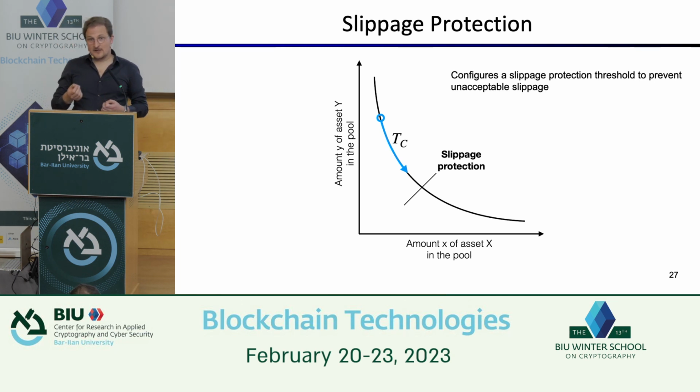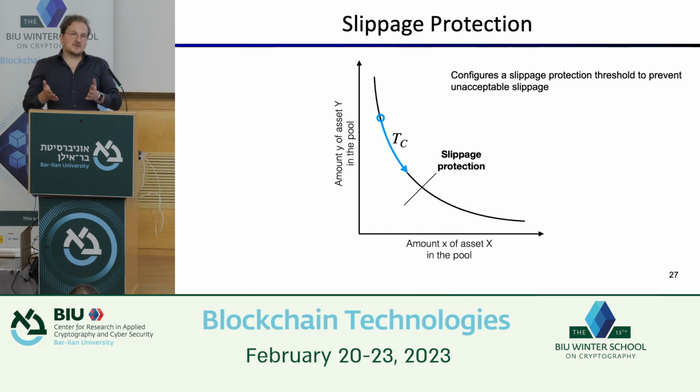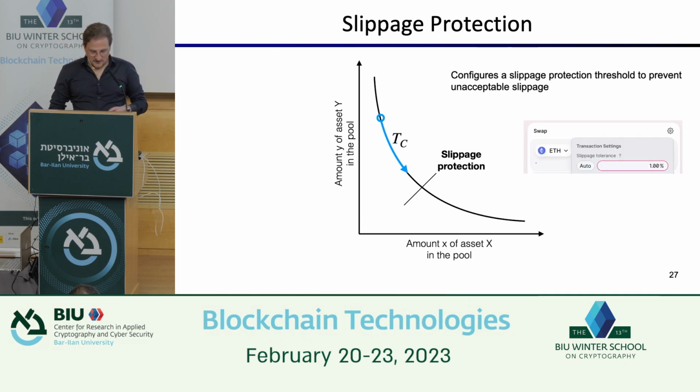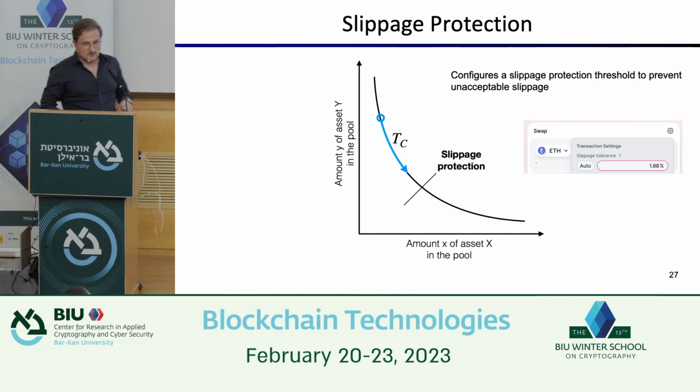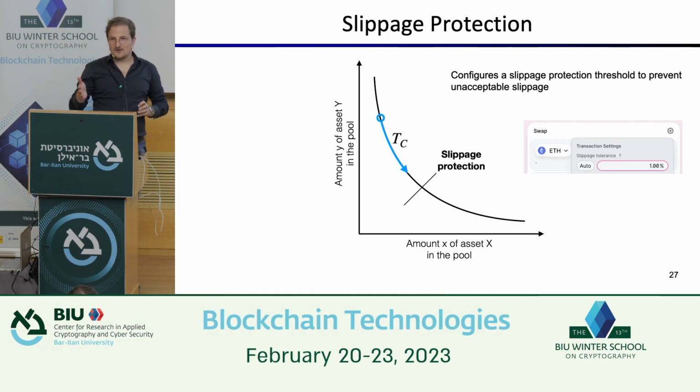And that's why what we typically have in an AMM is a slippage limit or slippage protection, where you can specify, for instance, and this is actually a UI component here on Uniswap, I'm willing to deviate by 1%, right? That's from the market price, right?